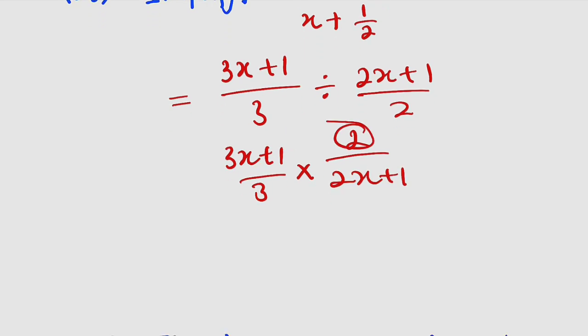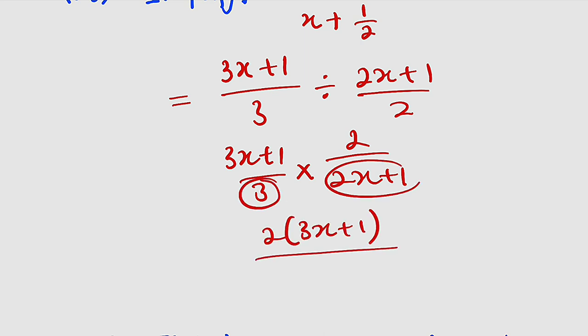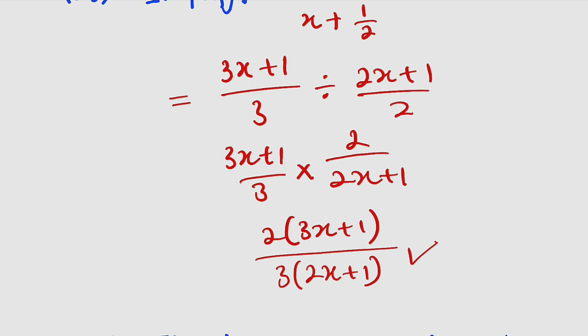This multiplied by this, right? That is 2 bracket (3x plus 1) divided by 3 multiplied by this. That is (2x plus 1). If you like, you expand. Otherwise, you can leave it like this. But according to the options, this is the right one.